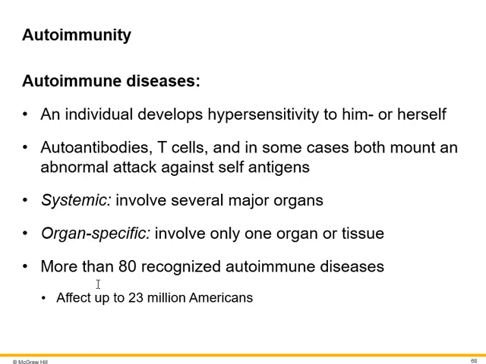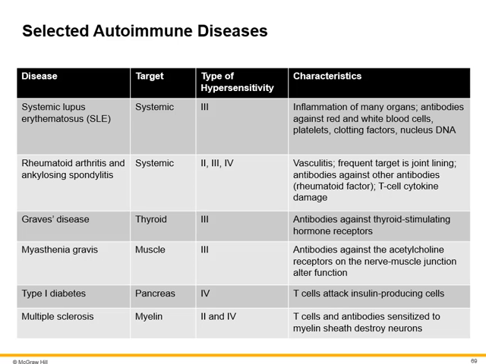So there are more than about 80 recognized autoimmune diseases, and they affect around 23 million Americans. So it is very likely that someone you know has an autoimmune disease. So this is a list, and you can see the two that are systemic. I would say this is also just joints. So if I say rheumatoid arthritis, then the tissue that is targeted is the joints, but the joints are all over the body, so that's why they call it systemic.